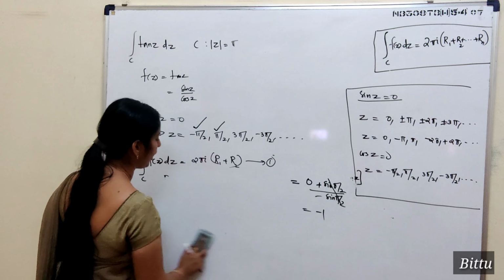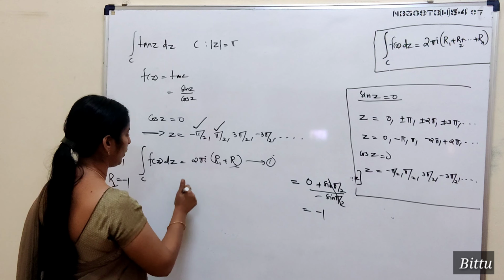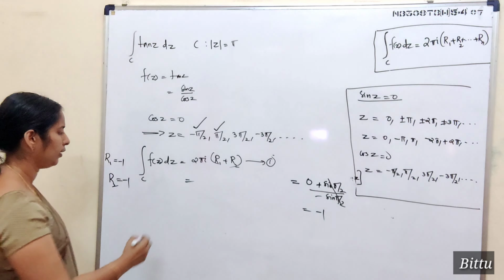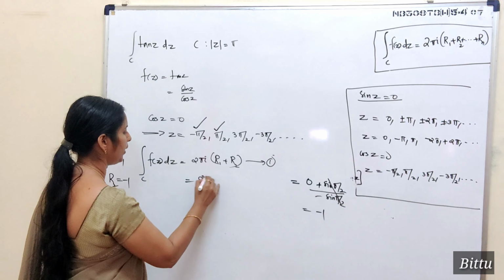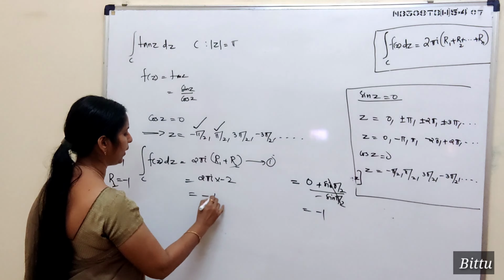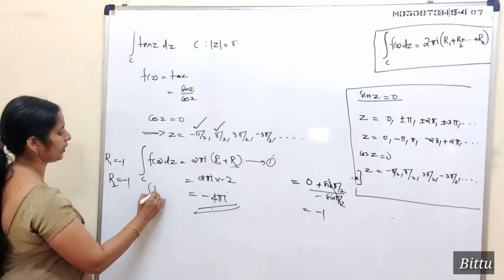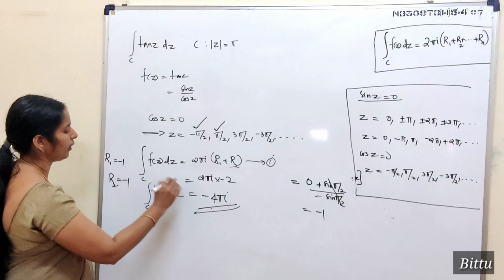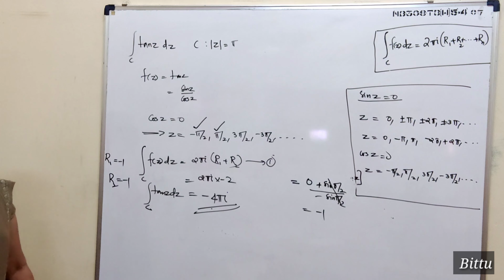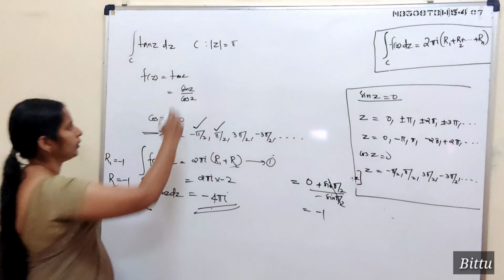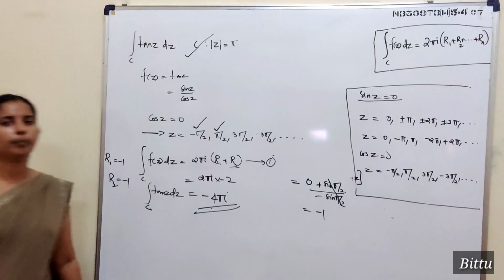So, we have both R1 and R2 are minus 1. So, you put in equation number 1, it is 2 pi i into minus 2. So, minus 4 pi i. That is the integral over C of tan z. So, the integral over C of tan z dz is minus 4 pi i along the circle mod z equal to pi.